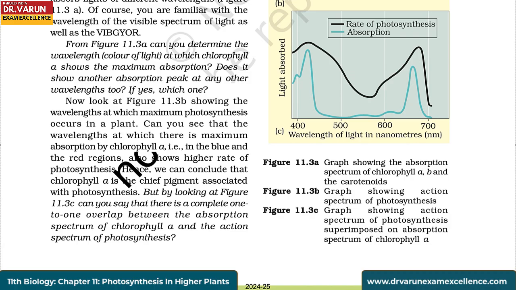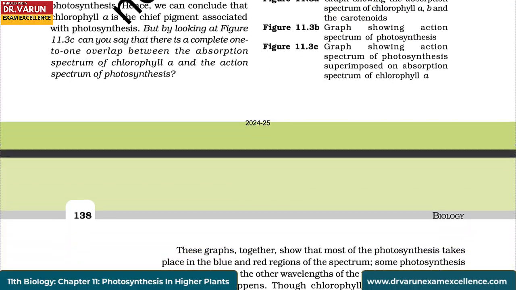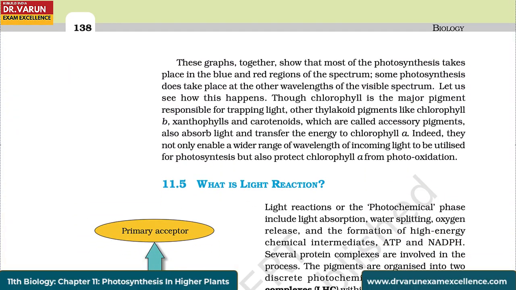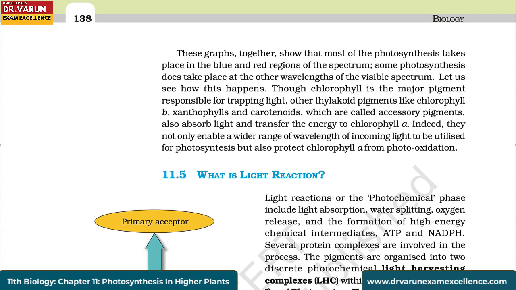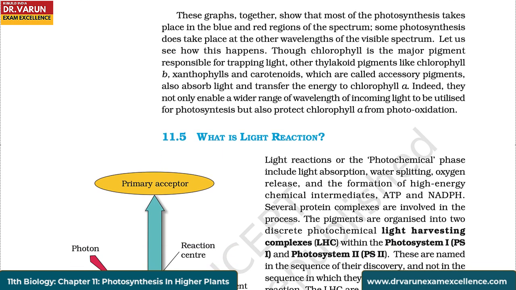But by looking at figure 11.3c, can you say that there is a complete one-to-one overlap between the absorption spectrum of chlorophyll A and the action spectrum of photosynthesis? These graphs together show that most of the photosynthesis takes place in the blue and red regions of the spectrum. Some photosynthesis does take place at the other wavelengths of the visible spectrum. Let us see how this happens.